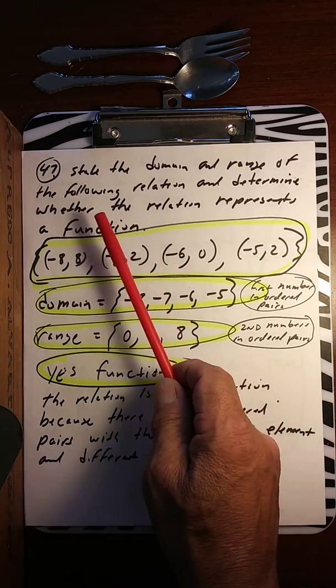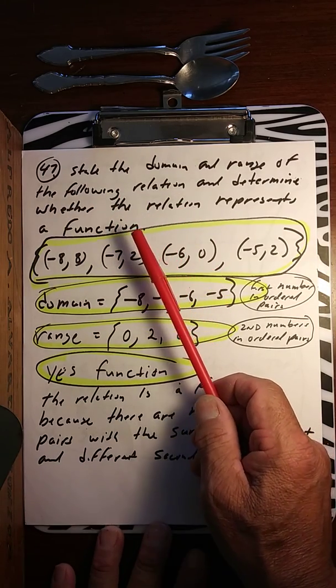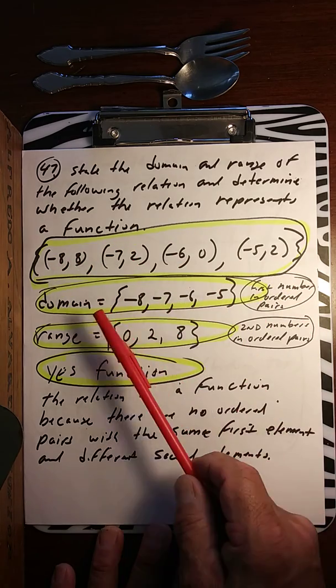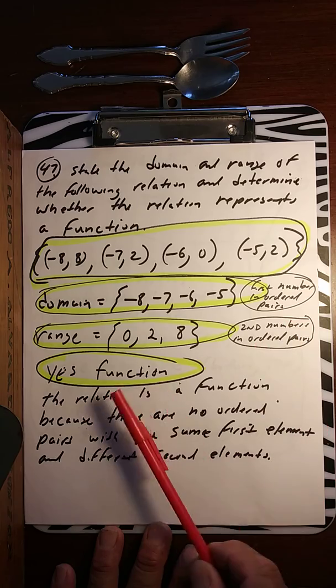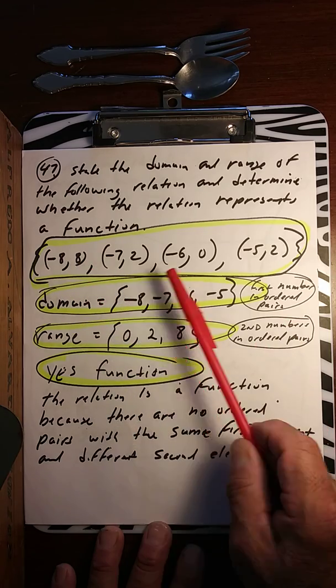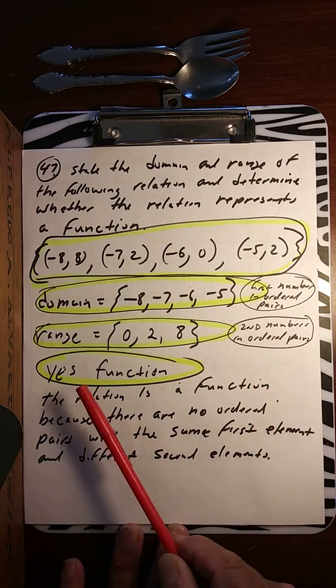State the domain and range of the following relation. Determine whether the relation represents a function. So here are the ordered pairs. Domain is all the first numbers. Range is all the second numbers. 0s, 2s, and 8s. Now, yes, this is a function.